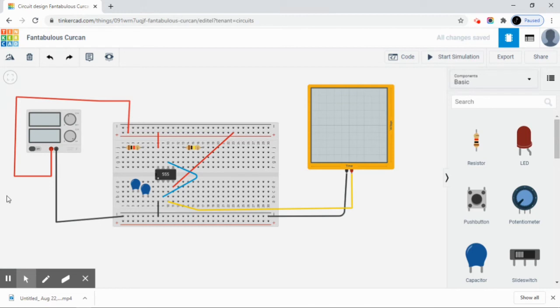1K connected in between 7th terminal and 8th terminal. So one end of 1K to 8th terminal, orange color wire. Other end of 1K with 7th terminal, orange color wire. Okay. Now 100K is to be connected between 7th terminal and 6th terminal.